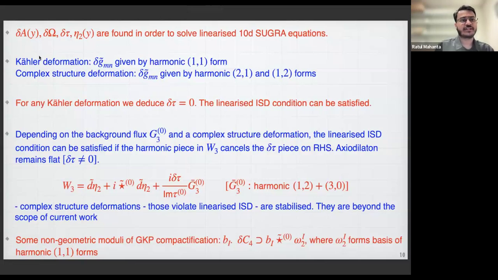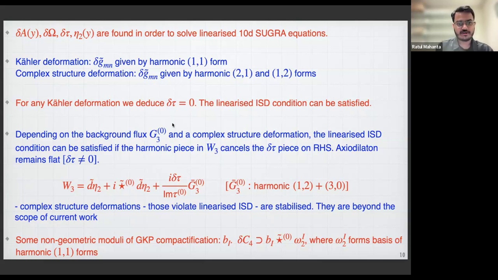Before that, I want to say that the fluctuations are found in order to solve the linearized 10D supergravity equations. I am not giving details here. For the Kähler deformation, the metric fluctuation is given by a harmonic 1-1 form. For the complex structure deformation, they are given by harmonic 2-1 and 1-2 forms. For any Kähler deformations, we have deduced that delta tau vanishes and the linearized ISD condition can be satisfied. It can be found in the paper.